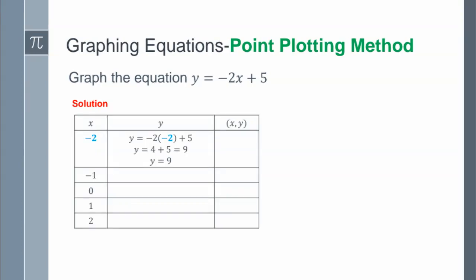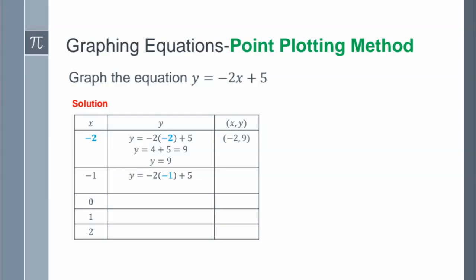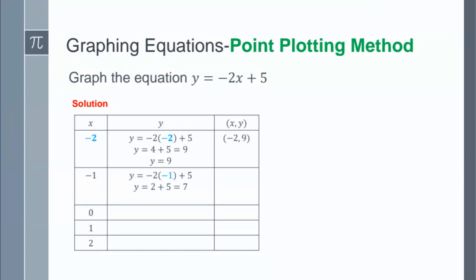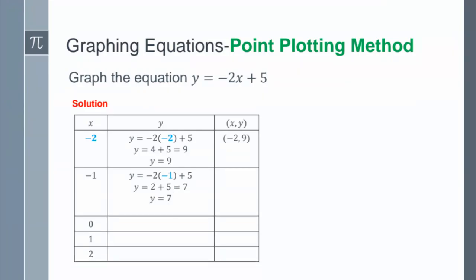Say, for example, x is negative 2. We plug in negative 2 where the x is in the equation. So we get 4 plus 5, so y is equal to 9. When x is negative 2, y is equal to 9, so we have the point negative 2, 9. In a similar fashion, we plug in negative 1 where the x is. After we simplify, y is 2 plus 5, which gives us 7. So the point is negative 1, 7.